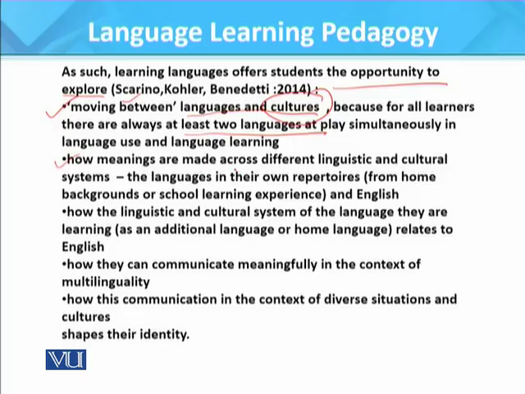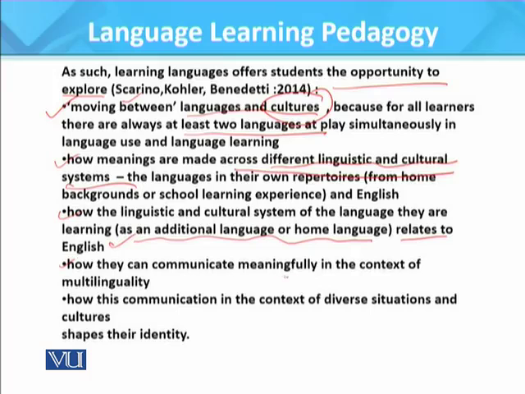Second is how meanings are made across different linguistic and cultural systems. So making meaning is a very sophisticated task because you have to be very clear about the different linguistic and cultural systems involved in the process of creating meaningful communication. Third is how the linguistic and cultural system of the language they are learning, as an additional language or home language, relates to English. So basically in an English classroom, they have to understand the linguistic and cultural system of their own language and how it is related to English or how it can be transformed into a foreign culture.